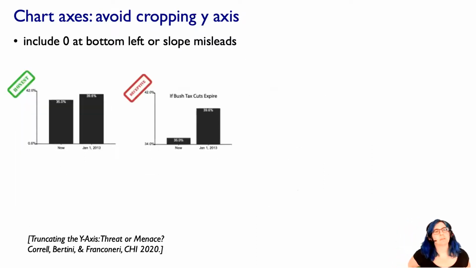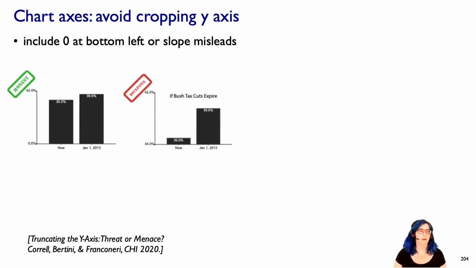Some other best practices with chart axes: you do want to be extremely careful if you're ever cropping the y-axis that you've done that in a principled way. So typically you would want to include the 0 point on the bottom left. Otherwise, that differential between the height of these two things, the thing that we're so good at perceiving, would mislead.